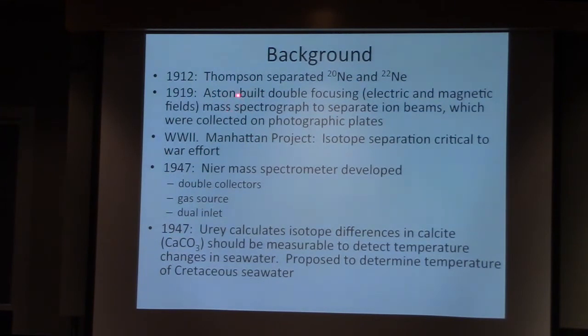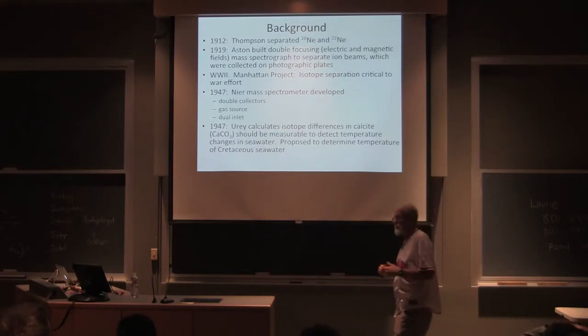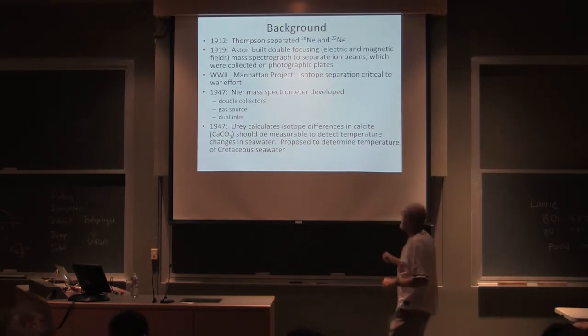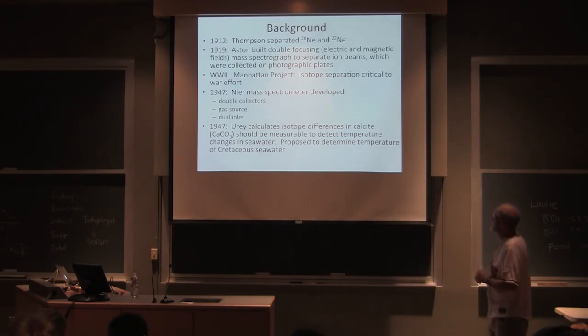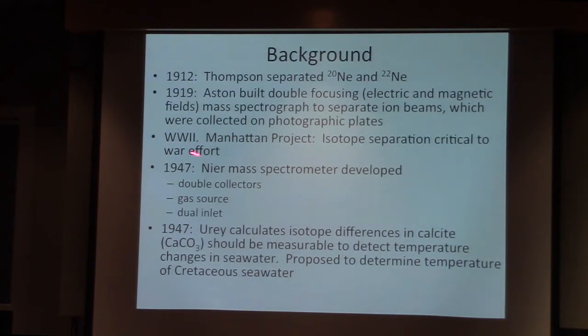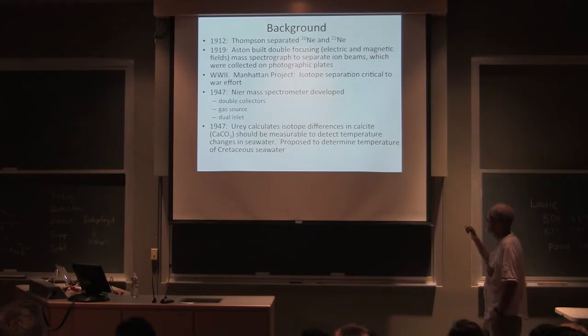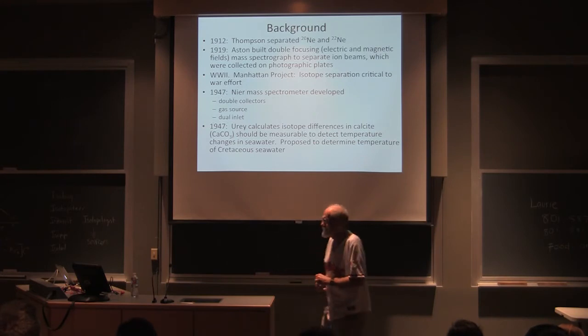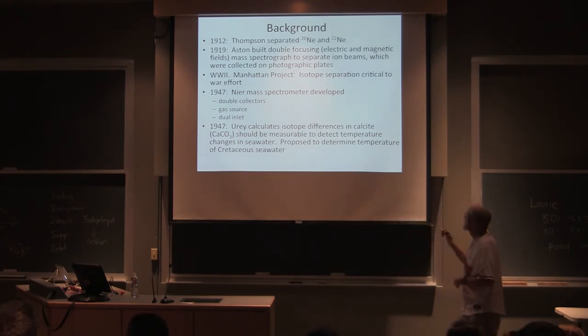F.W. Aston, forget what his first name is. Anyway, he built what's called a double focusing mass spectrometer to really separate beams widely, and then collected these on photographic plates. And so this was the way in which you could actually begin to see that virtually all the elements had multiple isotopes. Okay? And a lot happened. In World War II, it turned out that isotope separation was critical to the war effort in the US and other ways. People had realized you could make a bomb. And so there's a huge effort on understanding isotope geochemistry.